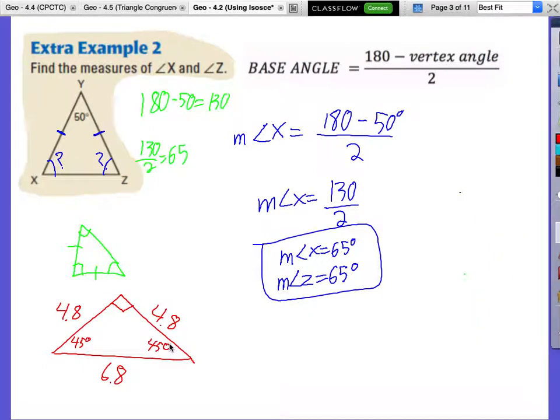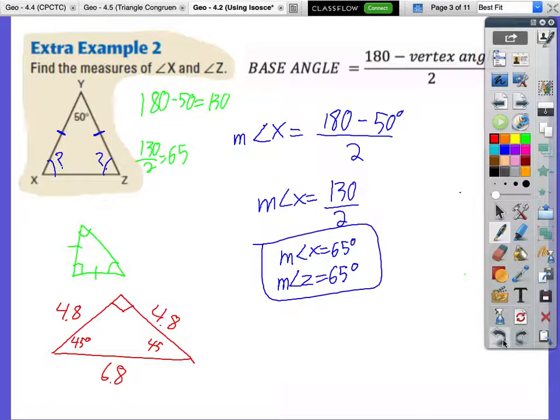Okay. So that's gonna look like 450. That's gonna confuse people.